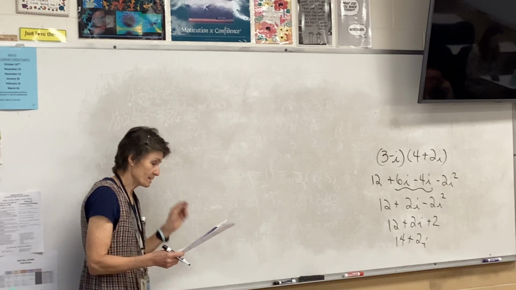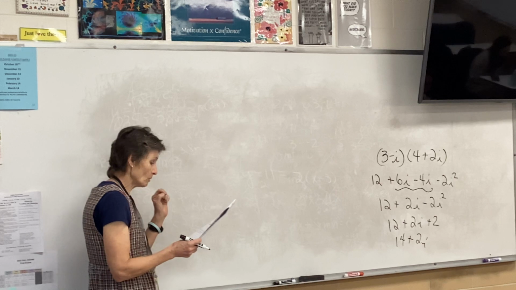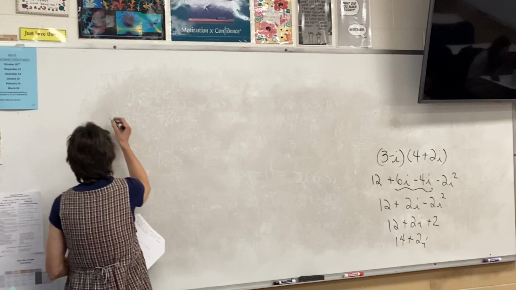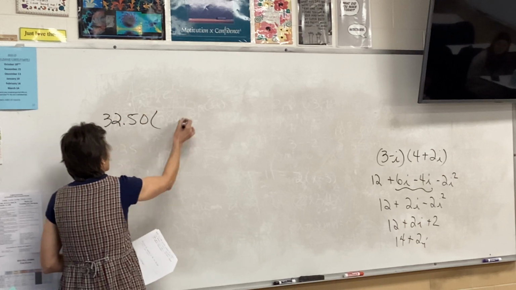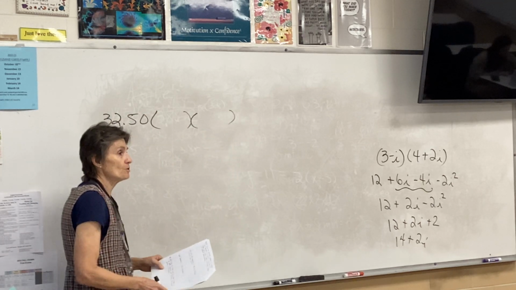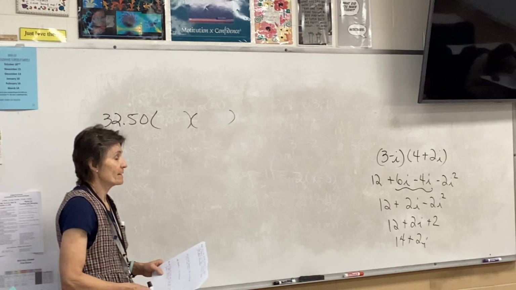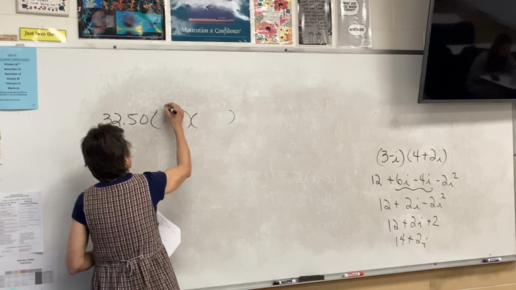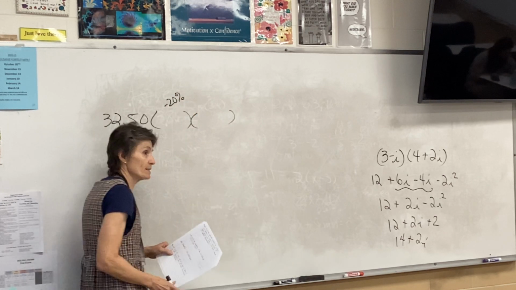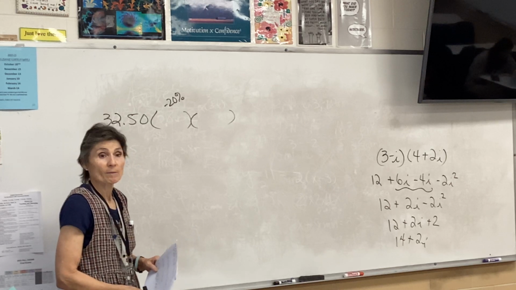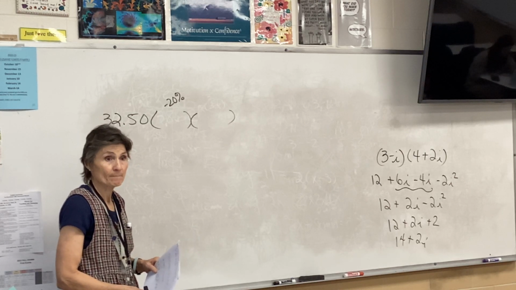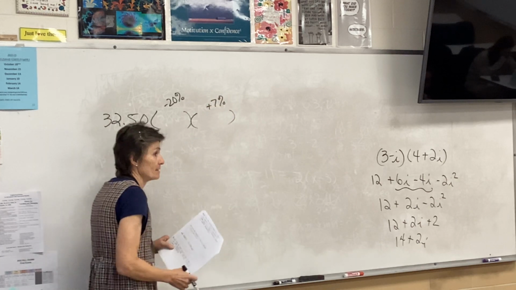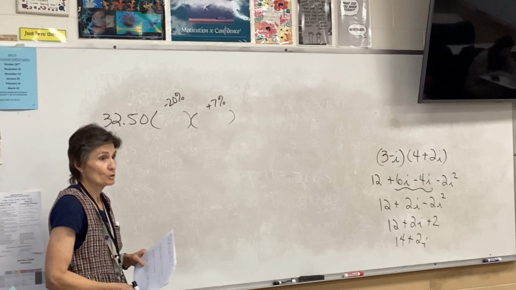Find the total cost, this is another calculator problem. Find the final cost of an item if there's a 20% discount, a 7% tax, and the original price is $32.50. So I'm going to write down $32.50, and I'm going to make 2 adjustments to that. One adjustment is a 20% discount. So discounts are minuses. So I'm going to subtract 20%. And then taxes are add-ons, so I'm going to add 7%. Would you agree with that?